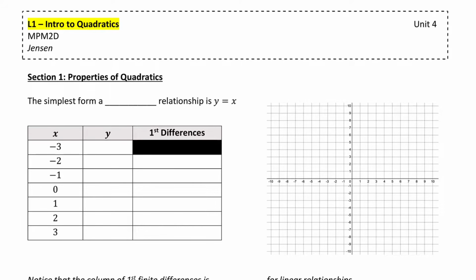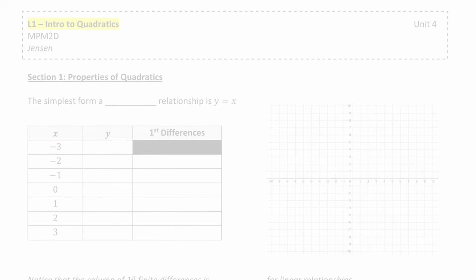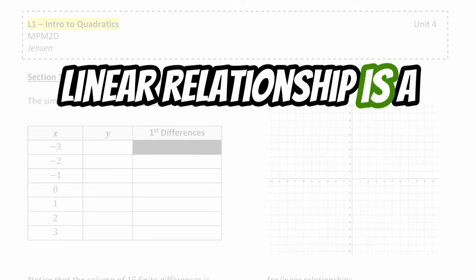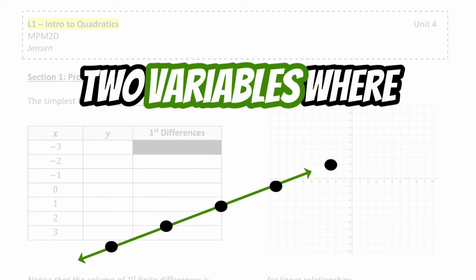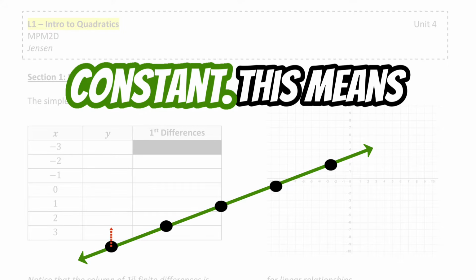Here's the first lesson of the quadratics unit where I'm going to introduce you to quadratic relationships. In section 1 of this lesson, I'm going to start by comparing and contrasting linear relationships to quadratic relationships. And as a reminder, a linear relationship is a relationship between two variables where the rate of change is constant.